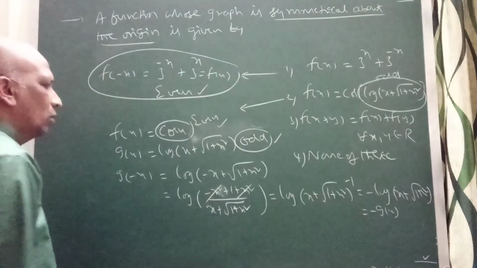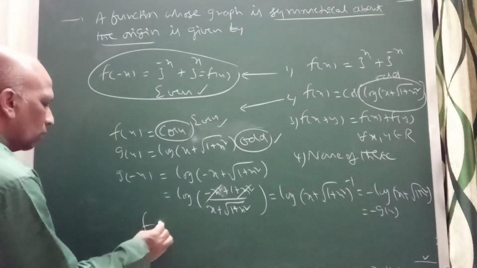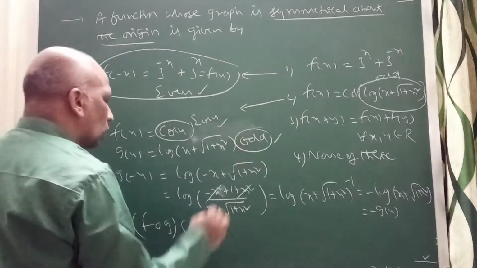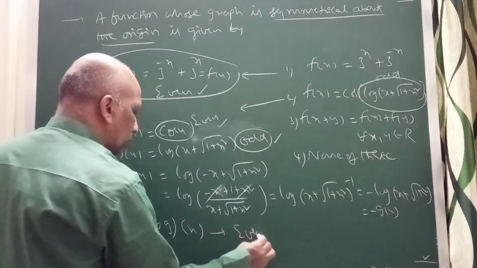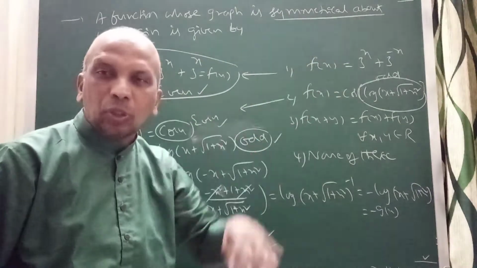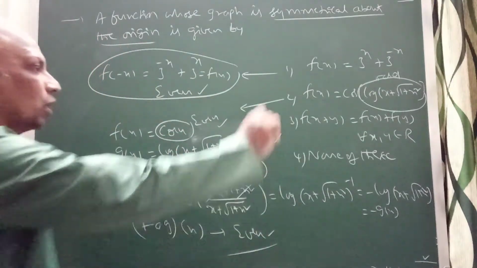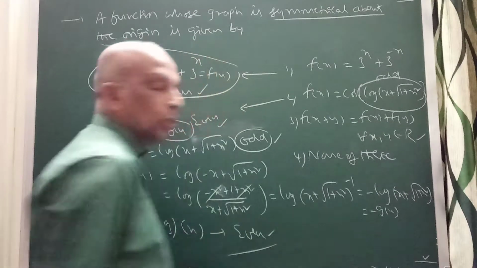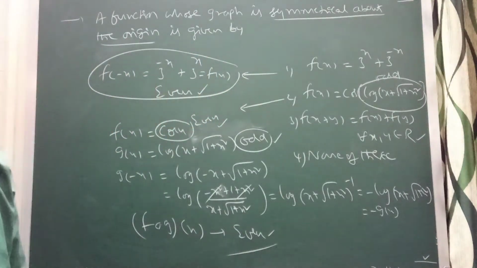Since f is even and g is odd, if you find f of g, the composite function, it will be an even function, because cos of anything is even. So this is also even. Think about the third one. Whether it is even or not, you can verify now.